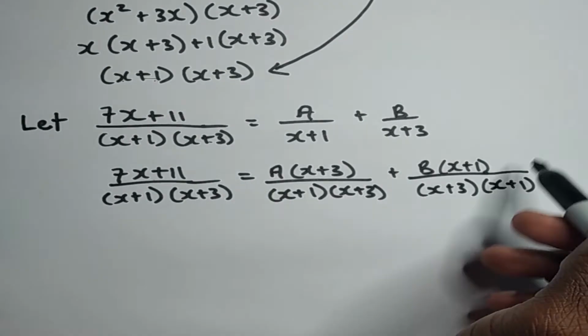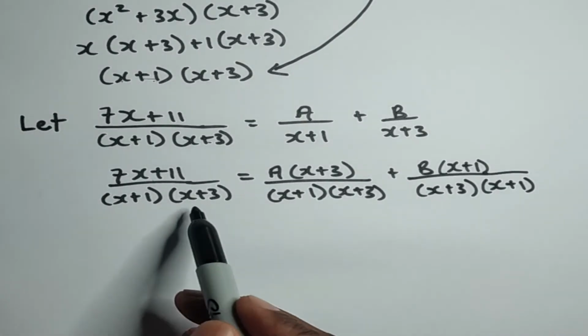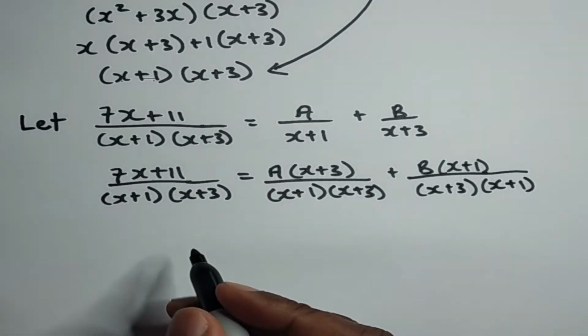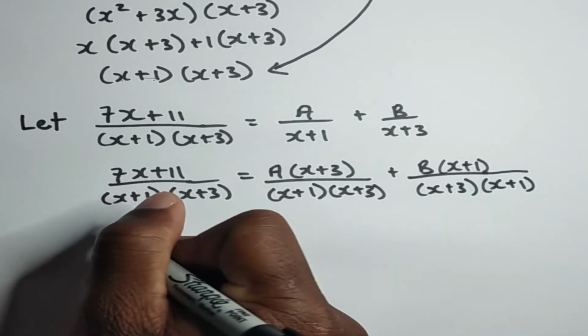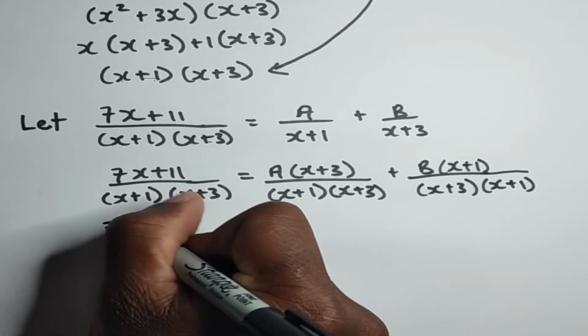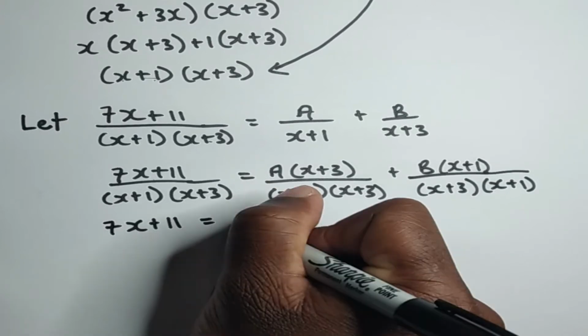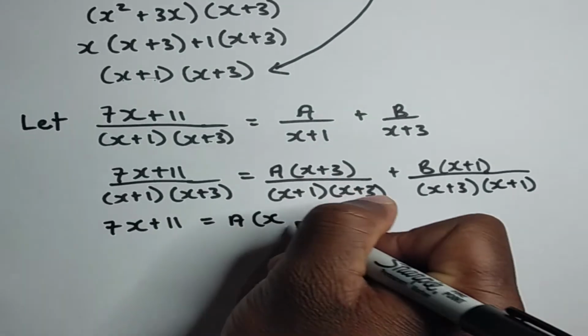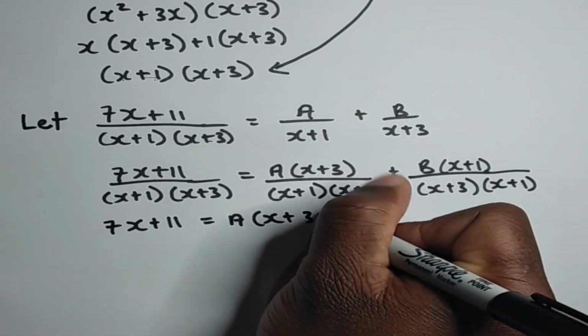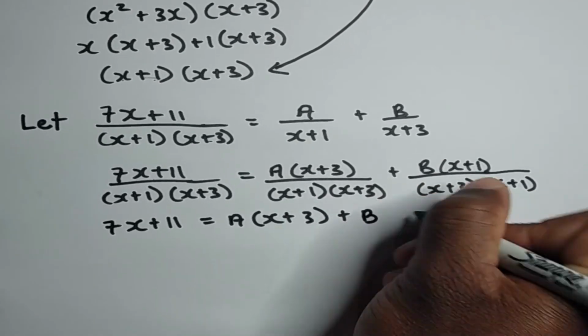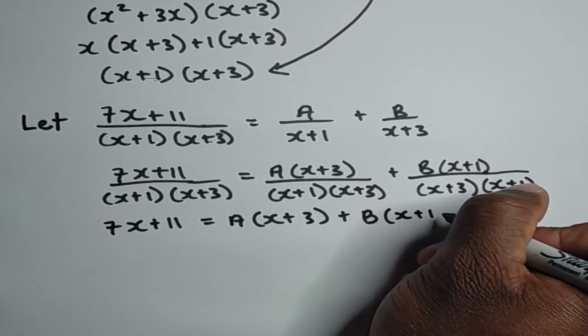Because if we should multiply this entire equation by the denominator, then all the denominators would be cancelled anyways. So we can just equate the numerators. So we have 7x plus 11 is equal to a times x plus 3 in bracket plus b times x plus 1 in bracket.